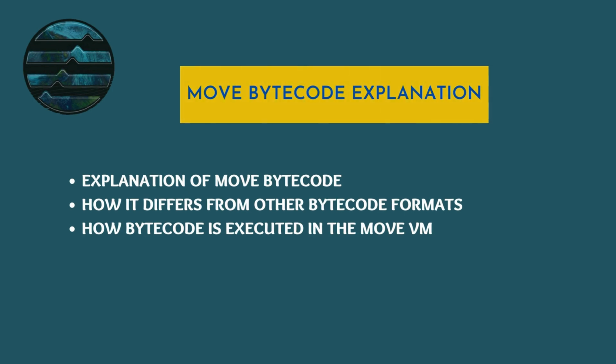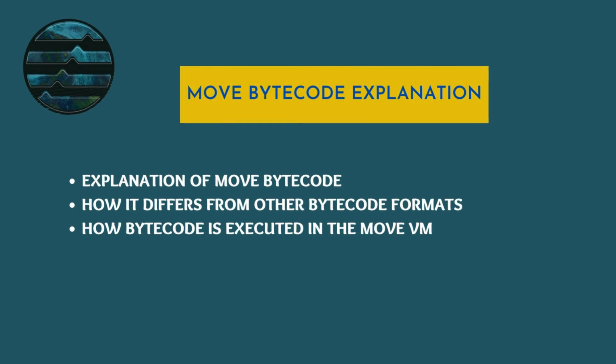To execute Move bytecode, the bytecode is loaded into the Move virtual machine, which is responsible for interpreting the bytecode and executing the corresponding instructions. The Move VM is designed to be fast and efficient, with optimizations like just-in-time compilation and a high-performance garbage collector.